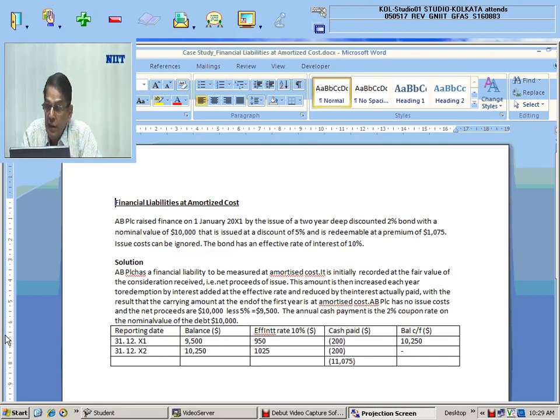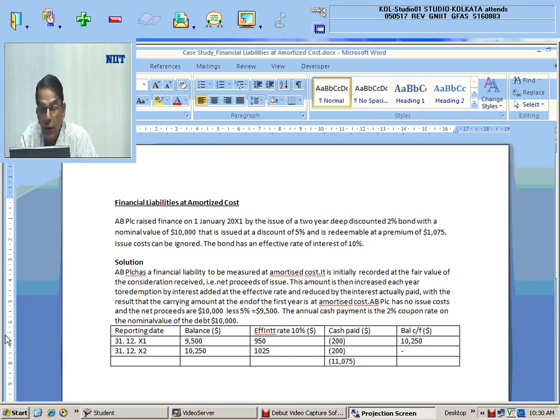The bond is redeemed at the end of the second year. So the second year interest paid on the bond is again 200, 2% on the 10,000. And the bond is redeemed at a premium of 1,075. So the bondholder gets 10,000 plus a premium of 1,075 on redemption. So 11,075 is paid to the bondholder on redemption. So the total cash paid in the second year is 200 by way of interest and 11,075 for redemption of the bond.